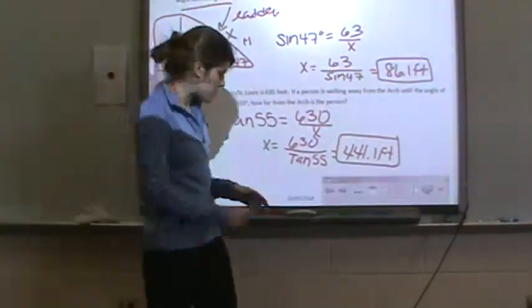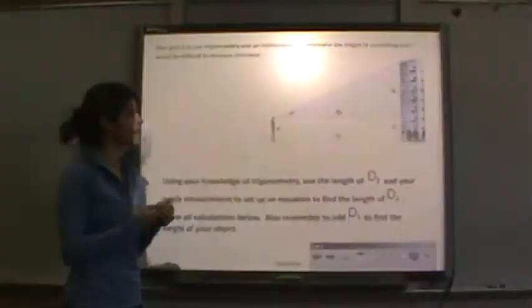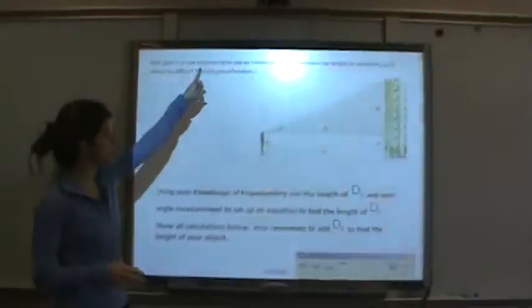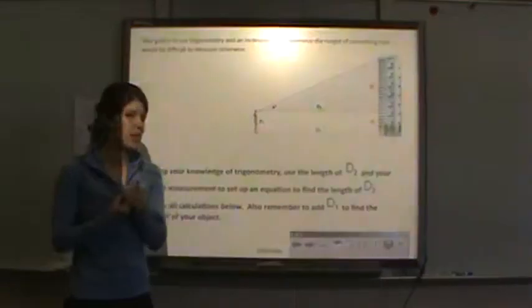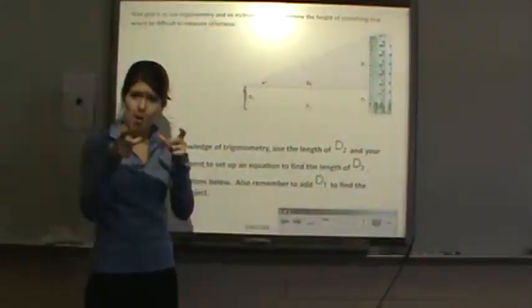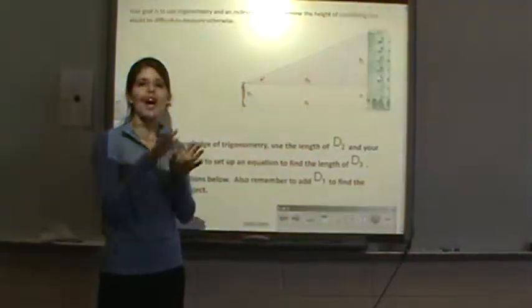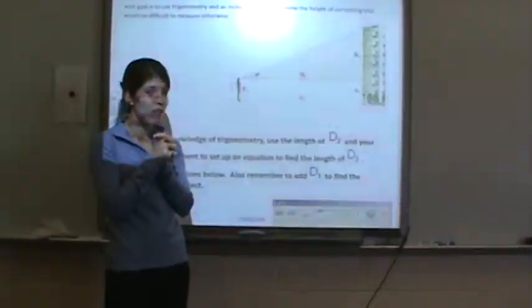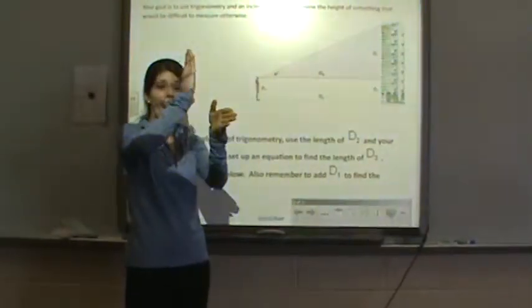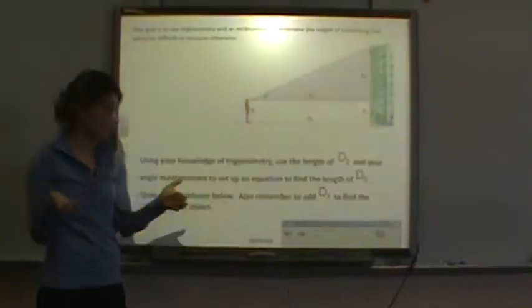Okay? So now that we've seen a couple examples, we're going to do an activity outside today. So our goal is to use our trig skills and an inclinometer. Now, we talked about inclinometers in the past, but just to refresh yourselves, we're going to download, if we don't have it already, because I know some of you deleted it, the inclinometer app on our cell phones, which basically can measure angles, okay, to determine the height of something that would otherwise be difficult to measure.